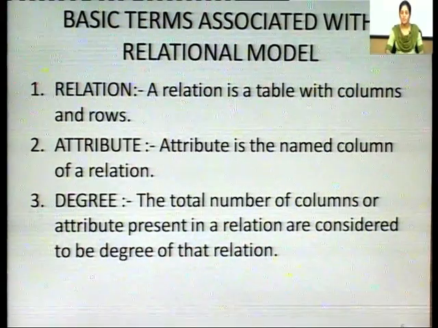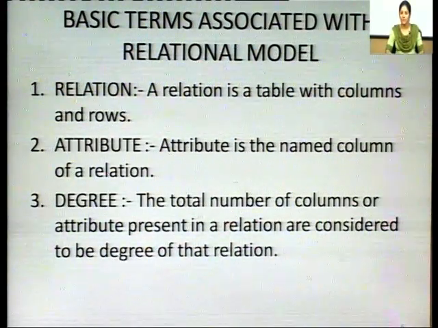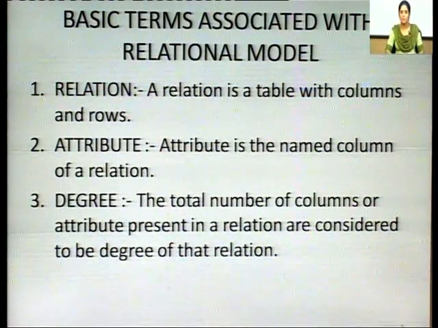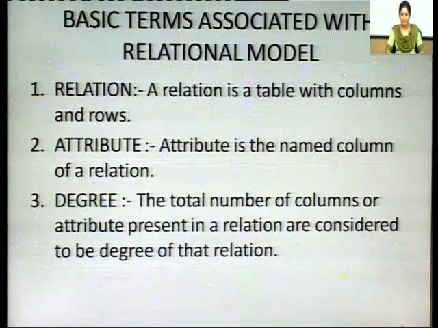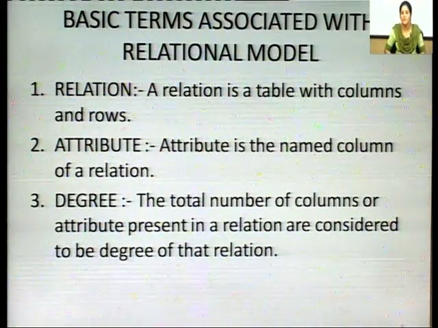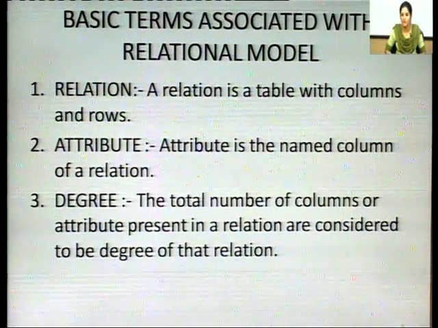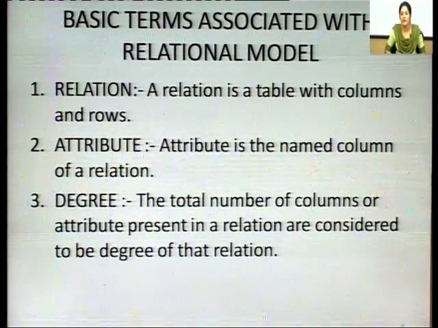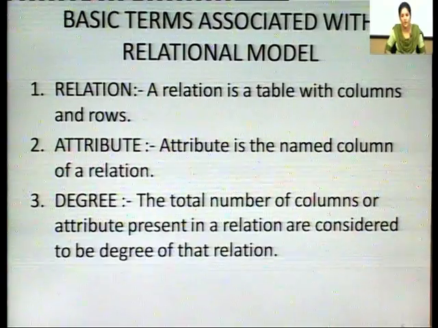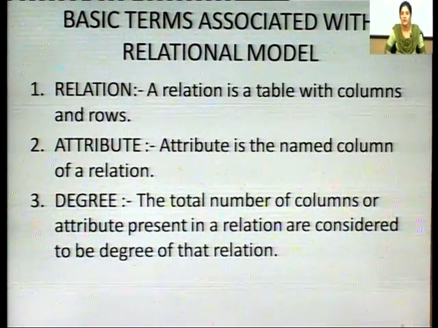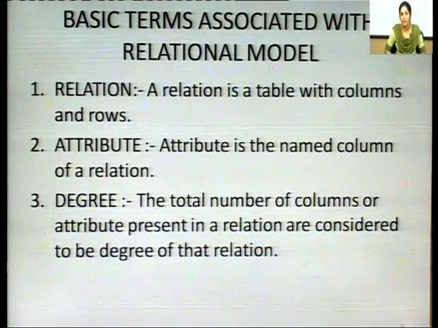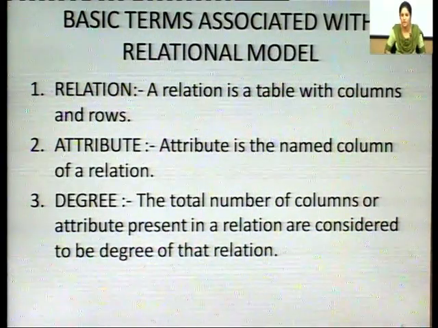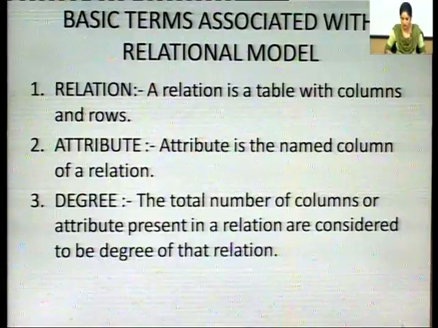Next term is degree. The total number of columns or attributes present in a relation is considered to be the degree of that relation. Simply the number of columns present in a particular table or relation will be considered the degree of that relation. For example, if we are having 4 columns, 4 attributes in a particular relation, then its degree will be equal to 4. If you are having 6 columns or 6 attributes of a relation, the degree will be equal to 6.